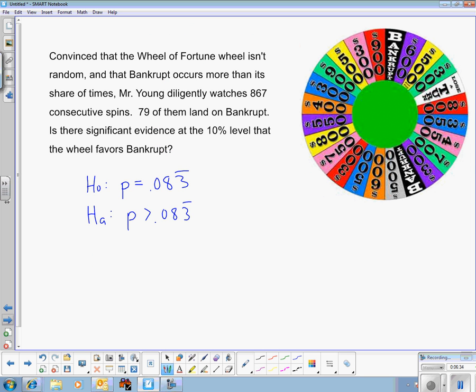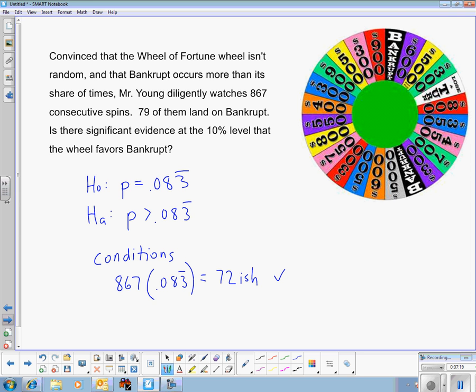So N, my sample size, was 867, times 0.083 repeating. Let me check that. 867 times, I'll just multiply it by 1/12, and I get 72. And then if N times the small p is 72, then NQ is going to be 700 and something. So my conditions are all good.